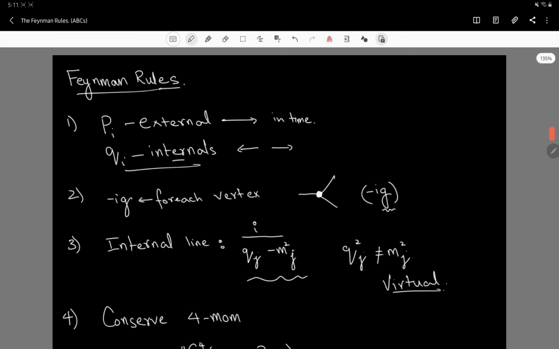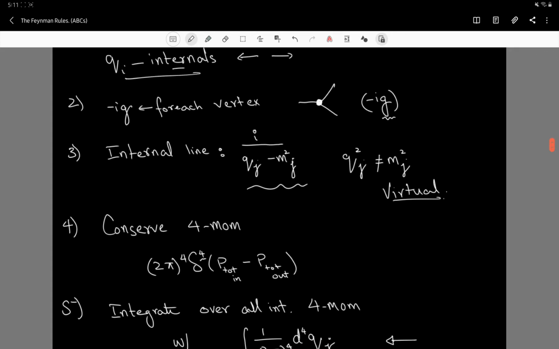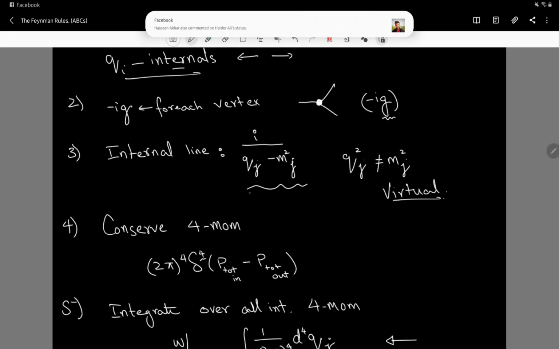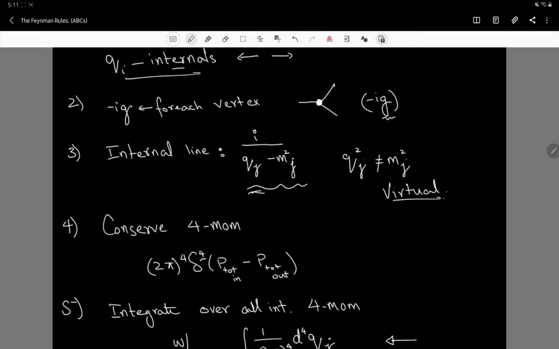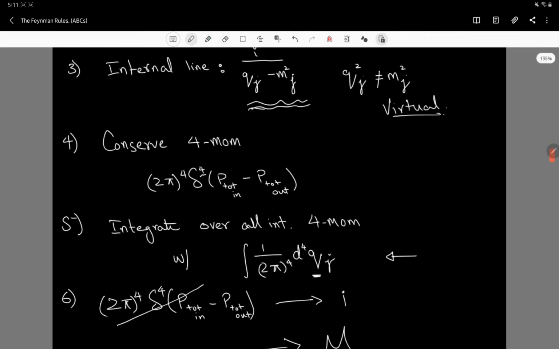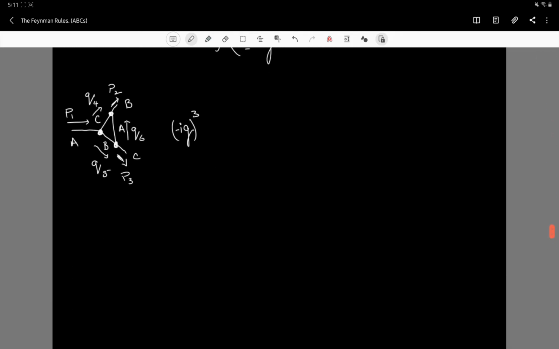Then if I go back to the rules, rule number 3 is that for internal lines I associate this factor, right? So let's see how many internal lines I have. I have 1, I have 2, and I have 3. So we have 3 internal lines. So this factor should appear 3 times. So I would have iota over. Now, first we have this point C, right?